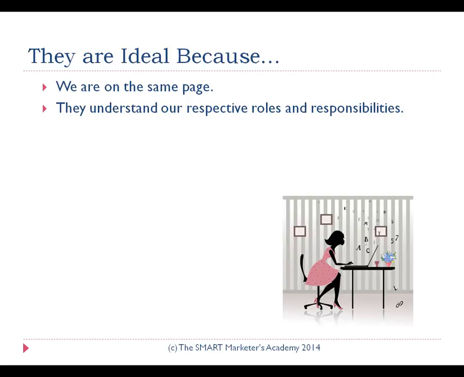Ideally, your ideal clients will be people who understand your respective roles and responsibilities. Now, some people blur those roles, maybe because they haven't worked in a professional business relationship before. So it's important that the people you're working with understand the boundaries of your roles. They know what you offer. They know what to expect from you. They know what their responsibilities are.